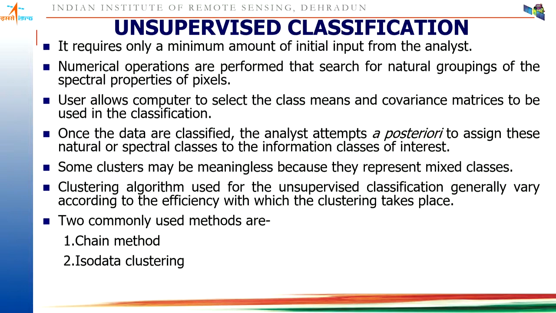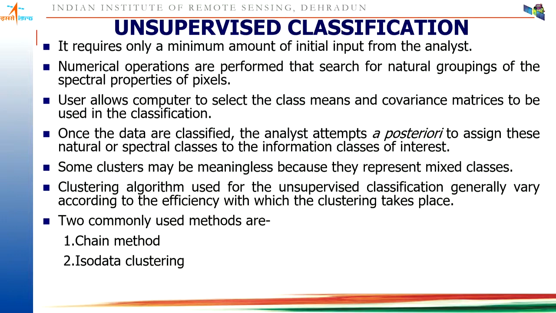Now coming to the next part, that is unsupervised classification. Unsupervised classification requires only a minimum amount of initial input from the analyst. Numerical operations are performed which search for natural grouping of the spectral properties of the pixels. The user allows the computer to select the class means and covariance matrix to be used in classification.